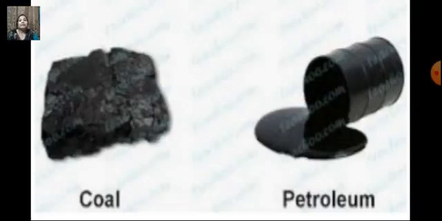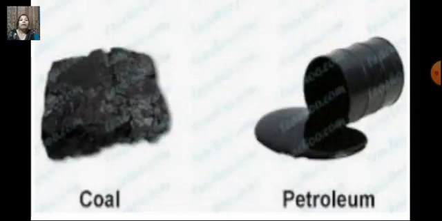Now in the same way, petroleum, which is also called crude oil, is formed when the plants and animals get buried under the surface of the sea. The only difference in the formation of coal and petroleum is that coal is formed when plants were buried under the surface of the earth, and petroleum is formed when plants and animals get buried under the surface of the sea, and this is how petroleum is formed.